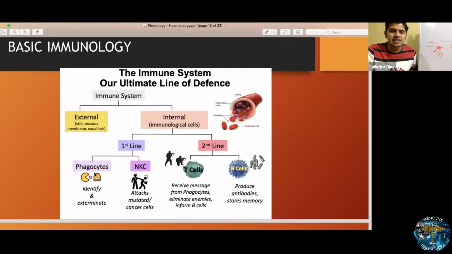First line defense is the innate immunity, where in the blood you have neutrophils, they will go and engulf the bacteria or virus and phagocytose them. The most important function I told you earlier, what is it? Phagocytosis. So this is first line defense, and it happens immediately after injury. So very acute. The first line defense in internal immune mechanisms is phagocytosis.